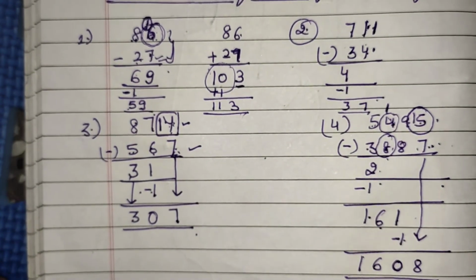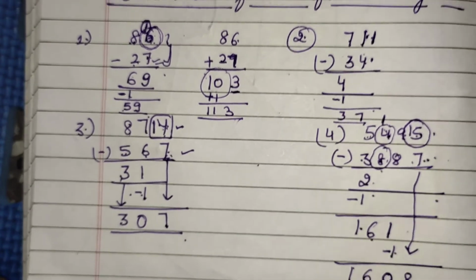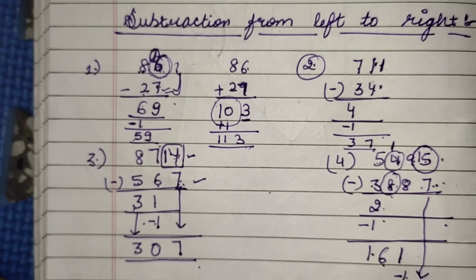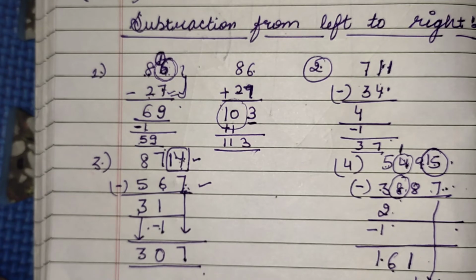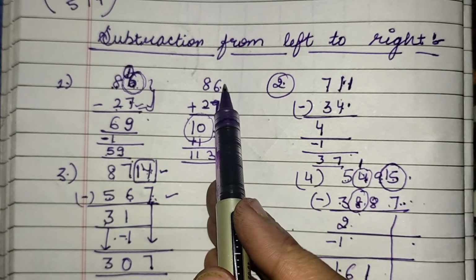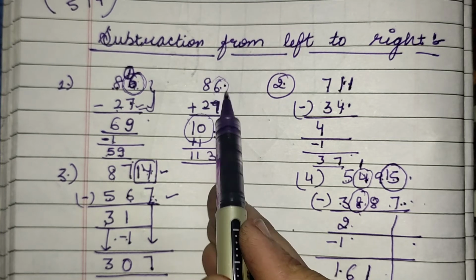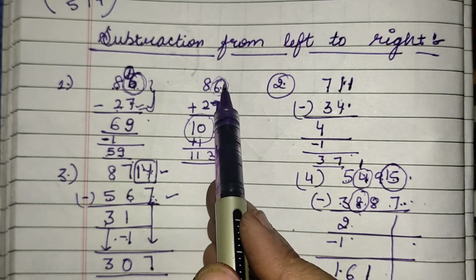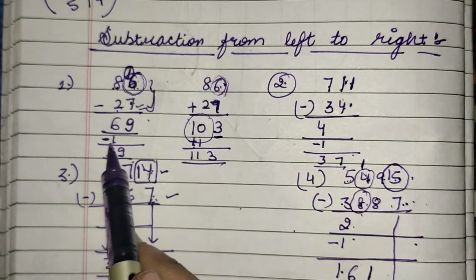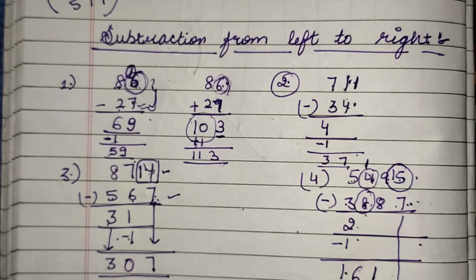Okay, so these are the steps in left to right. This is very easy, there is no such complicated rule. You just have to do subtraction from left to right, and if at any place you find that the number from which you are subtracting is smaller, then you have to convert that number, for example 6 to 16, and subtract 1 from the previous number.